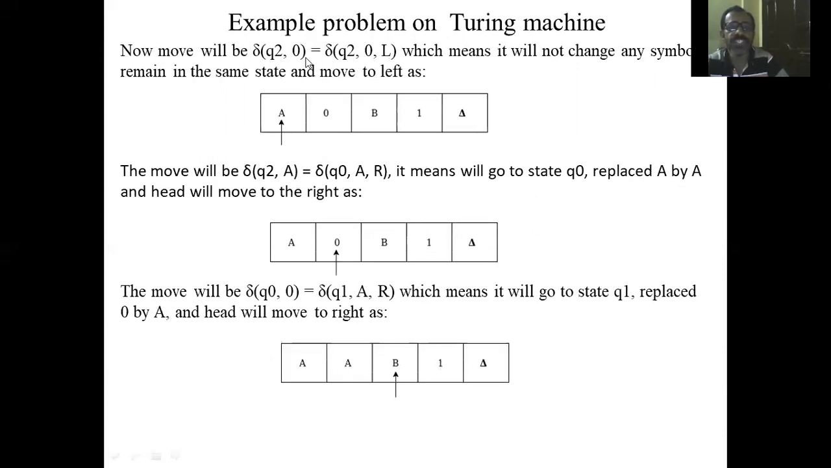Then delta of Q2 on 0 is Q2 0 L. Skip 0 also, because we don't know whether this 0 is the first 0 from the left or not. Then move left by one cell. Then we reach an A. Reaching an A means the previous zeros have already been changed to A. Then delta of Q2 comma A is Q0, because we are using Q0 for replacing 0. Is it clear now? So delta of Q2 comma A: keep A as it is, then change the state from Q2 to Q0, because we are using Q0 for changing 0 to A.